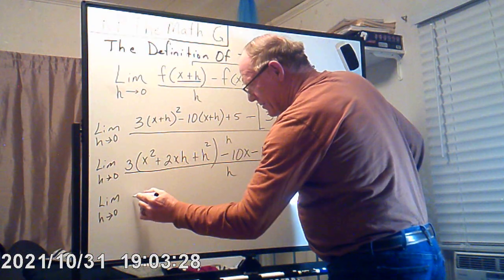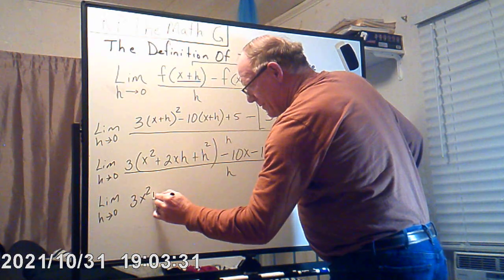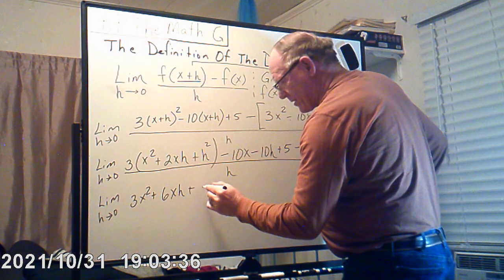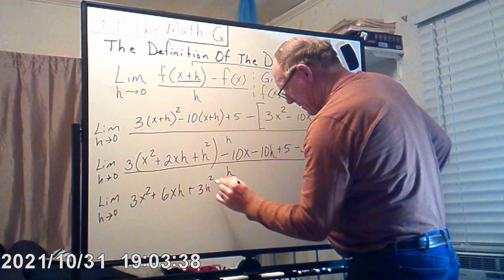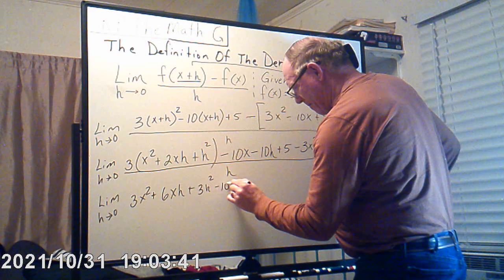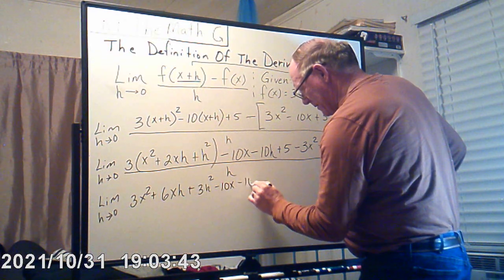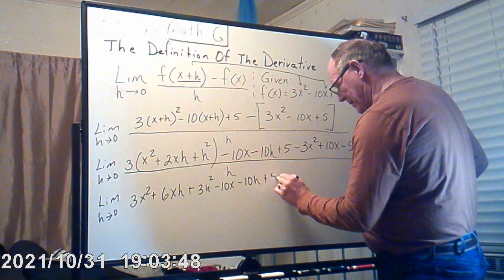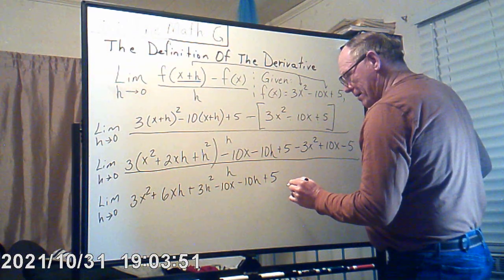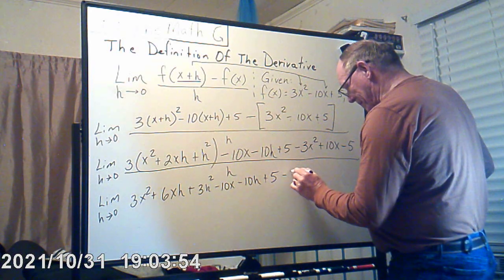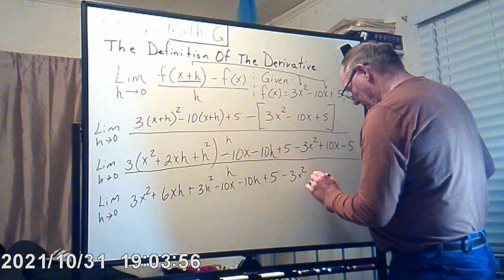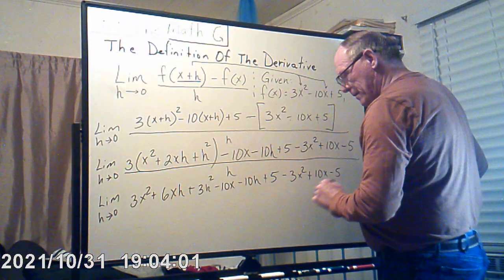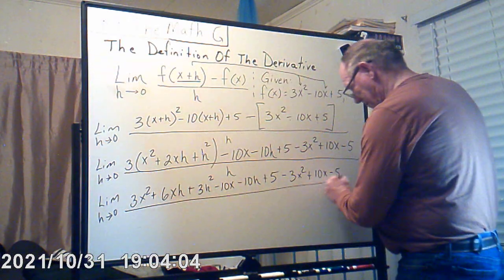3 times x squared is 3x squared. 3 times 2 is 6xh. 3 times h squared is 3h squared, minus 10x, minus 10h, plus 5, minus 3x squared, plus 10x, minus 5, all over h.